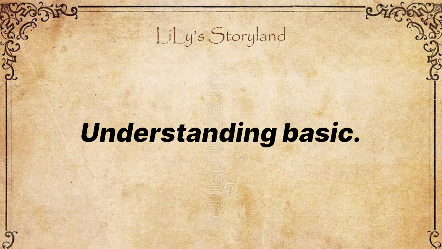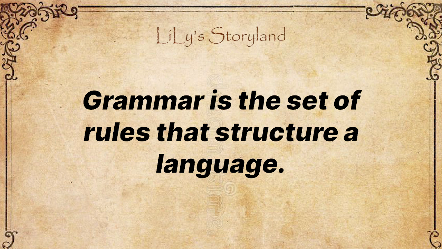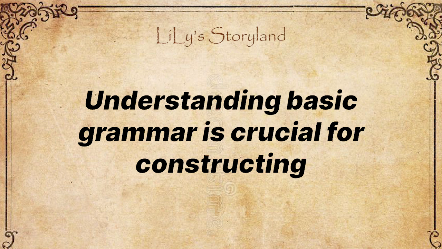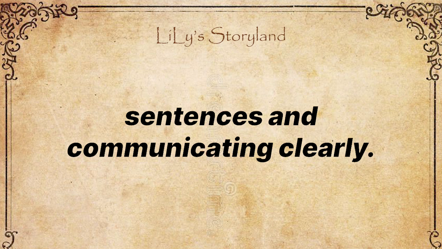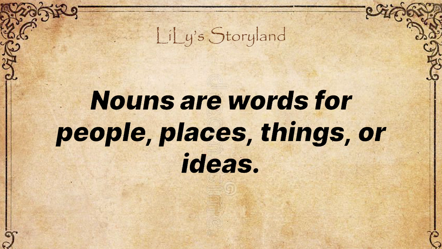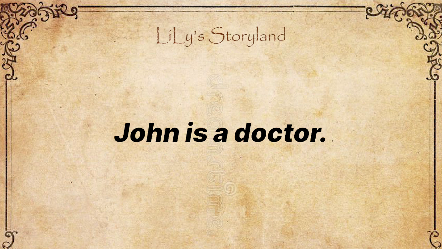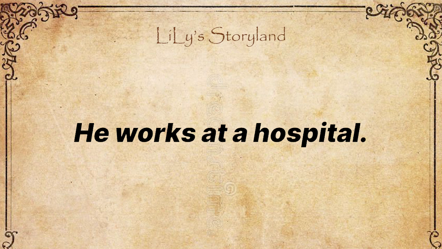2. Understanding basic grammar. Grammar is the set of rules that structure a language. Understanding basic grammar is crucial for constructing sentences and communicating clearly. Nouns and pronouns. Nouns are words for people, places, things, or ideas. Pronouns, he, she, it, they, replace nouns to avoid repetition. Example: John is a doctor. He works at a hospital.